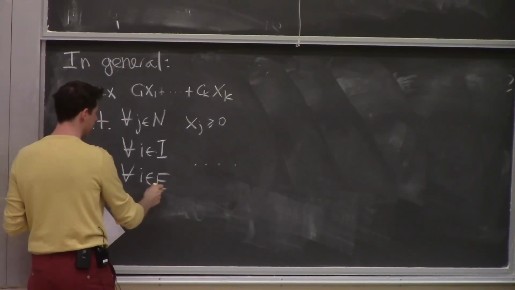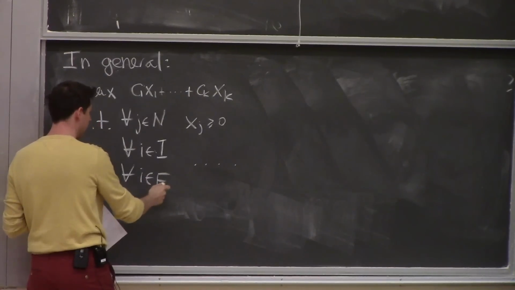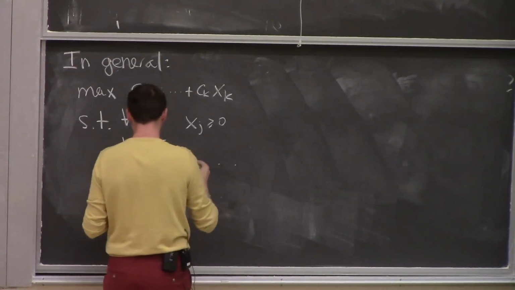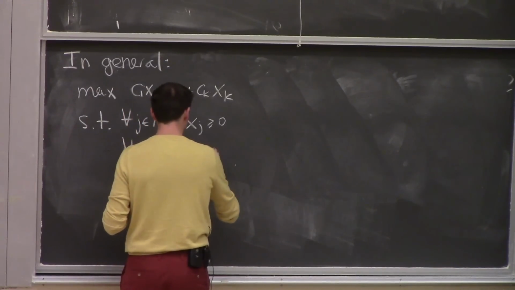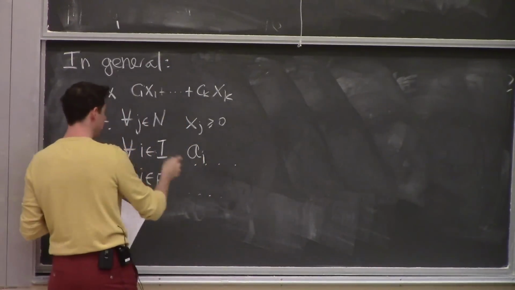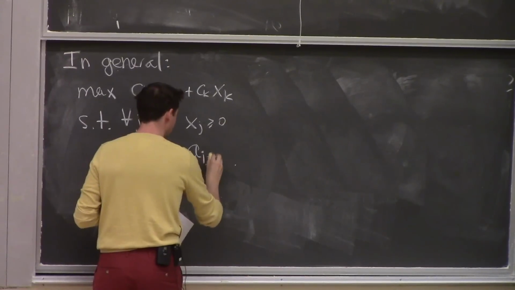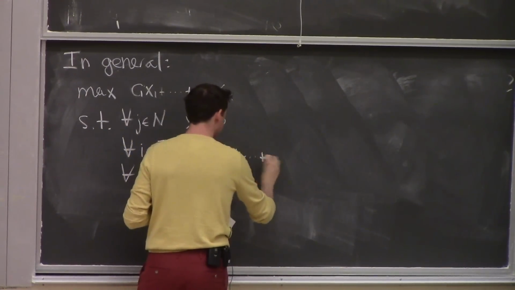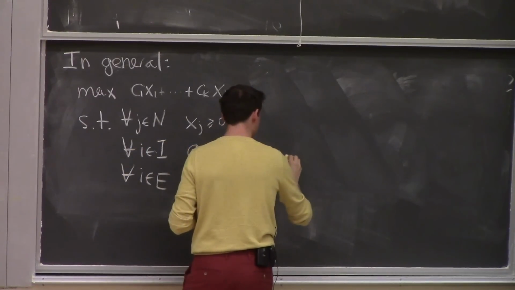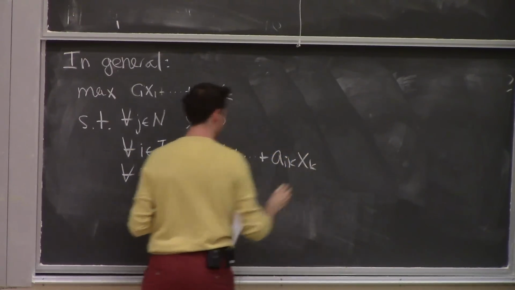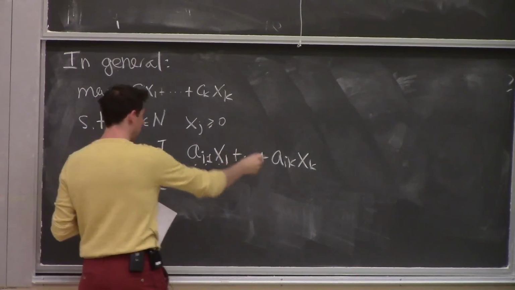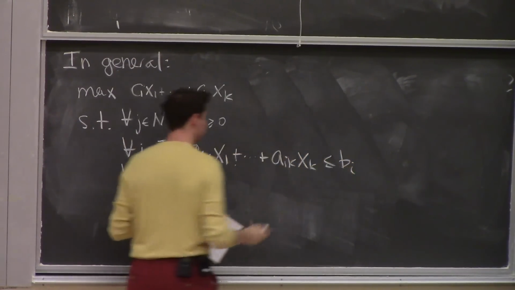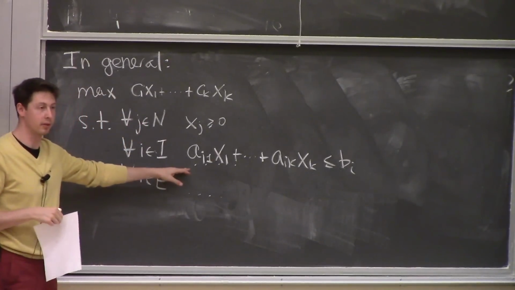If your index is inside this set, we'll write an equality. So how does a general inequality look like? Well, it will have some coefficients that depend on the i. So a_i1. Why 1? Because it multiplies x1, right? And then a_ik times xk, and then blah, blah, blah is at most b_i. Do we agree this is a general inequality?